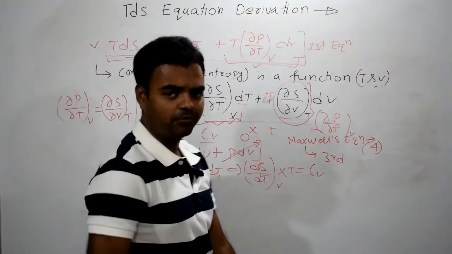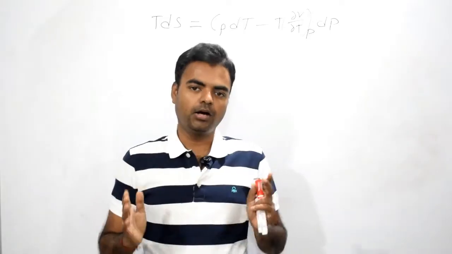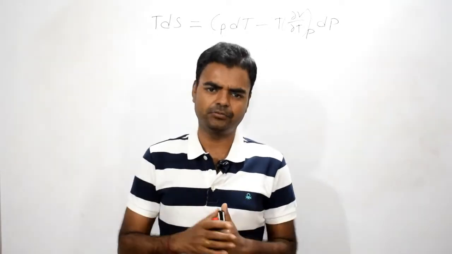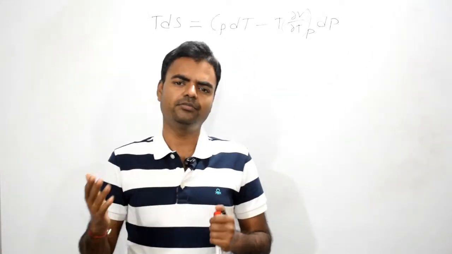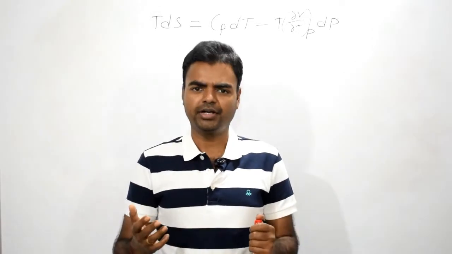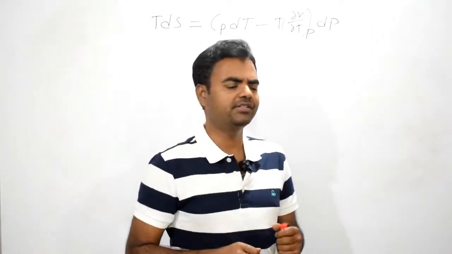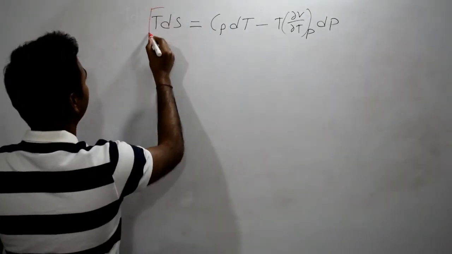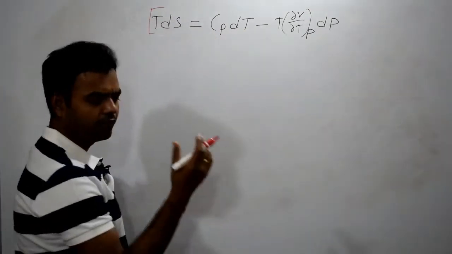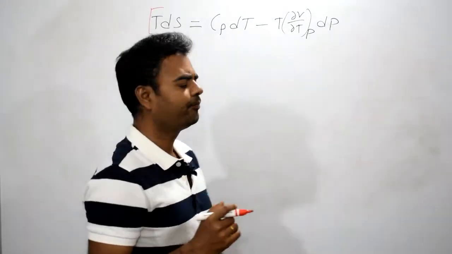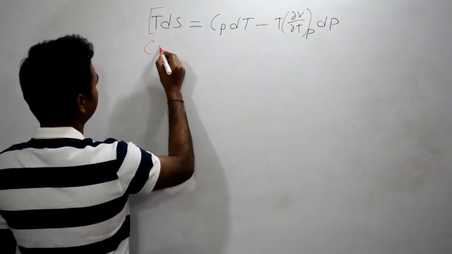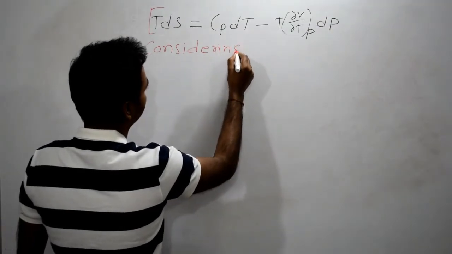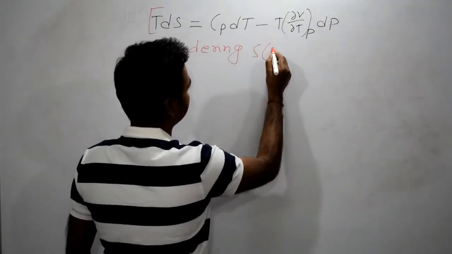Now let's move on to the second equation. Now guys, we'll talk about how to derive the TdS second equation. In the first part of the video, we came to know how to derive the TdS first equation. Now this one is the TdS second equation. So let's understand how we can derive this equation from scratch, right? So we are now considering S, that is entropy.